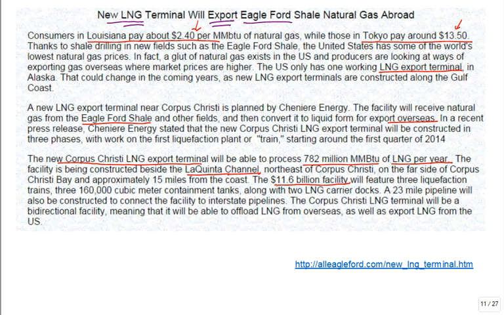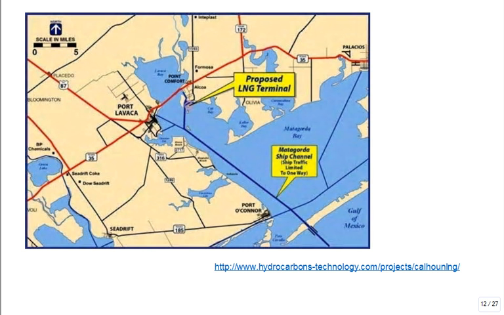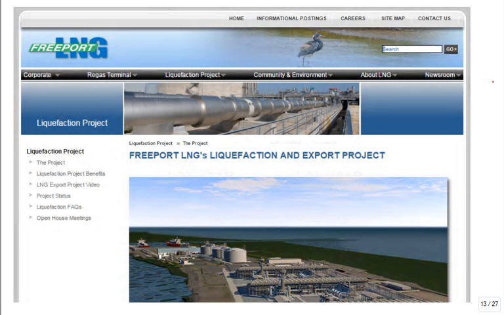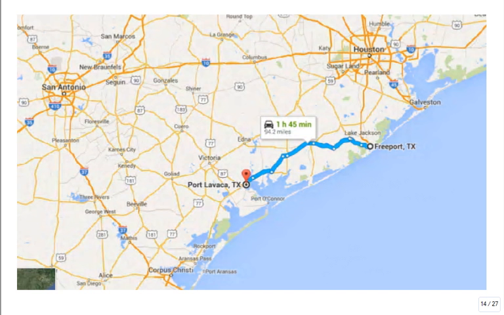So, this is where I believe the proposed LNG terminal is, off of their website, or some website. So here's Port Lavaca, here's Seadrift, Port O'Connor. Here's another one. This is a different one, Freeport. So the Freeport you can read about, they're building an LNG liquefaction and export project terminal. There's more to be checked out about it. I don't know how much the people are investing in it. But here's the one by Corpus.